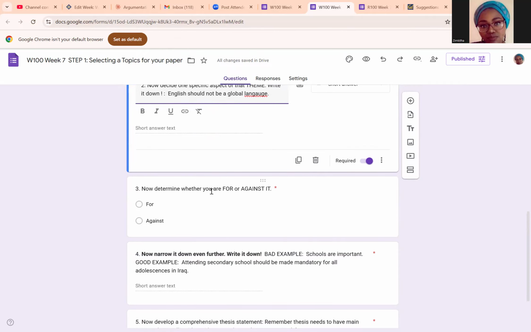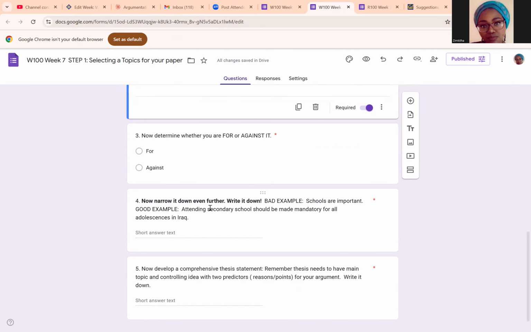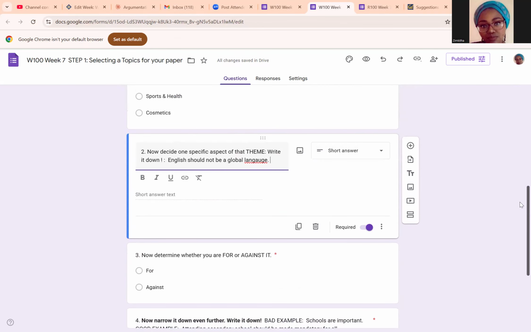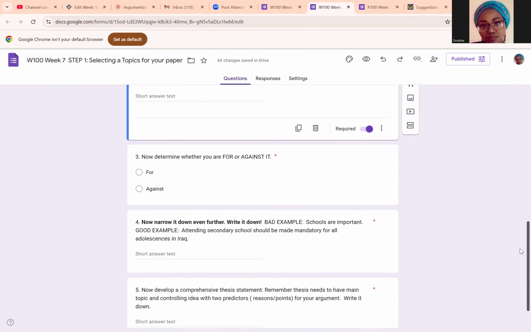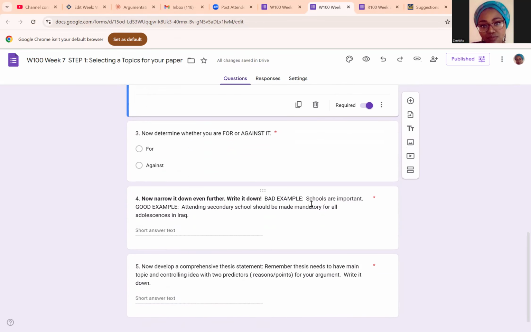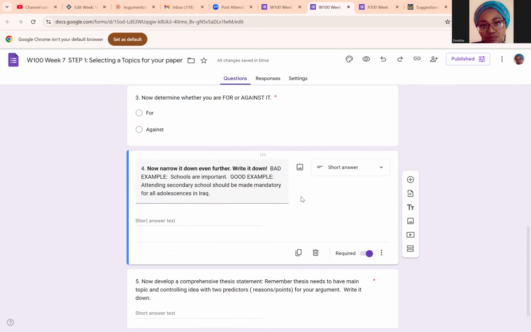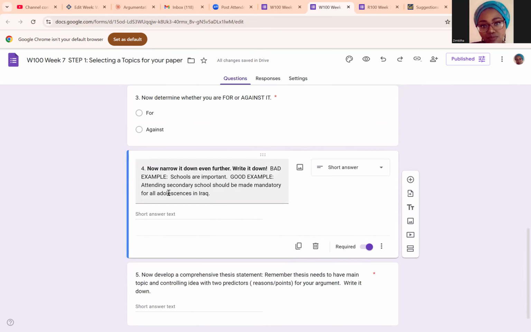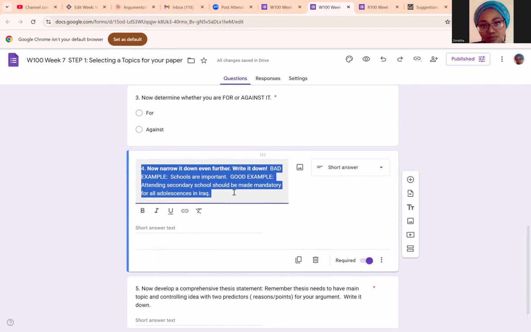So now determine whether you are for or against it. You click for or against. So, do you agree or disagree? All right. Now, narrow it down even further. Remember, mine was English should not be a global language. It's still a bit too broad. For example, I've given you an example over here. A bad example: schools are important. That is way too broad. A good example would be: attending secondary school should be made mandatory for all adolescents in Iraq.